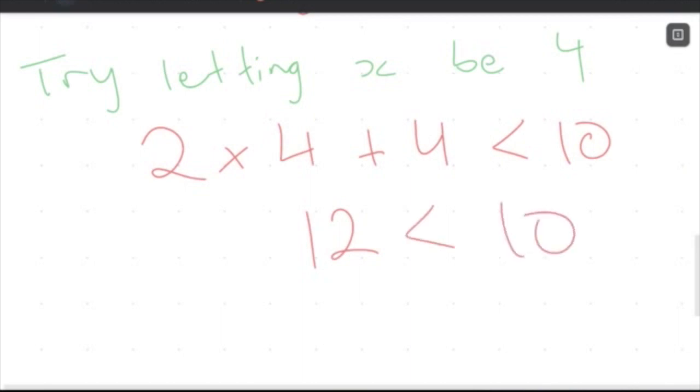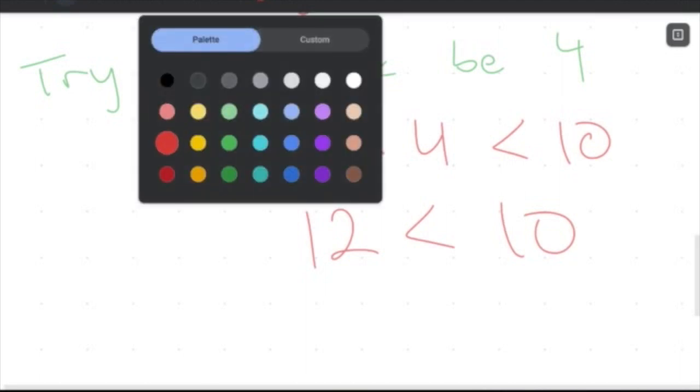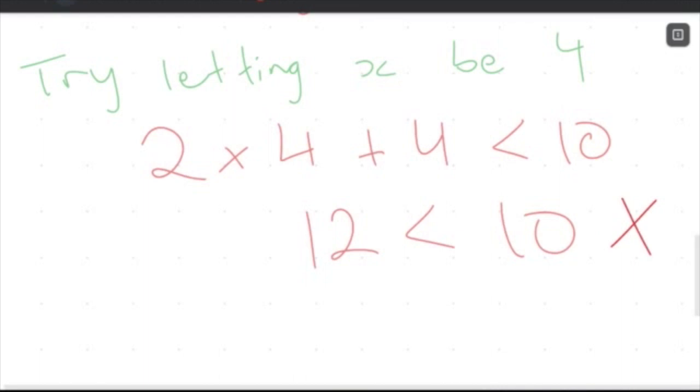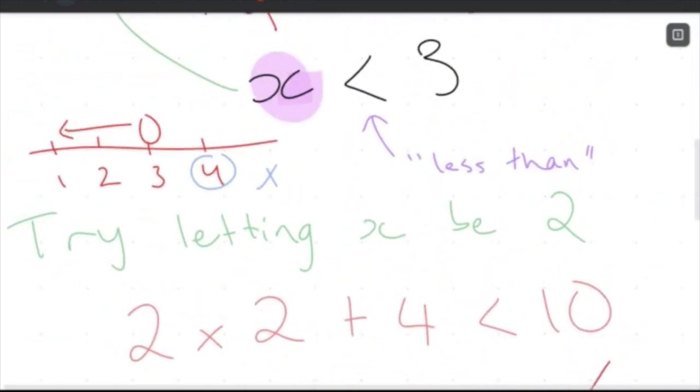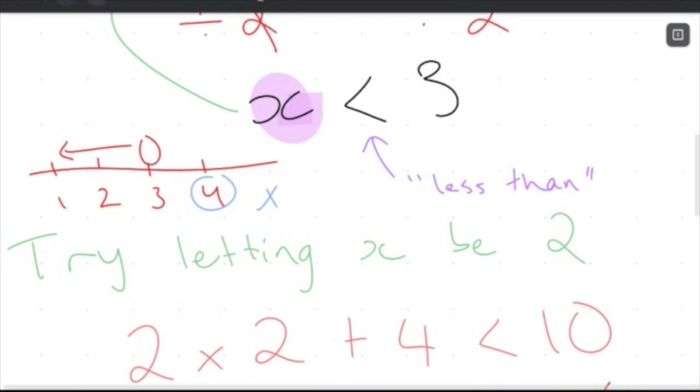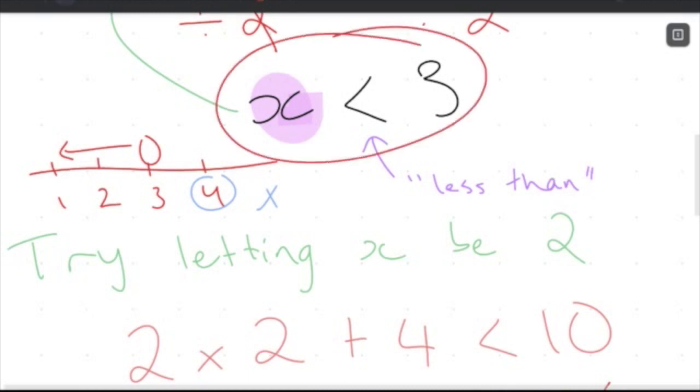Now, is 12 less than 10? No, it's not. 12 is actually bigger than 10. So what we have here is nonsense. That's wrong. 12 is not less than 10. And that is why my value of 4 didn't actually work, because it doesn't obey the solution I came up with.